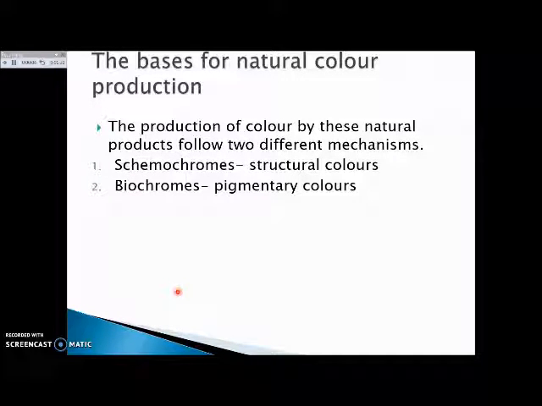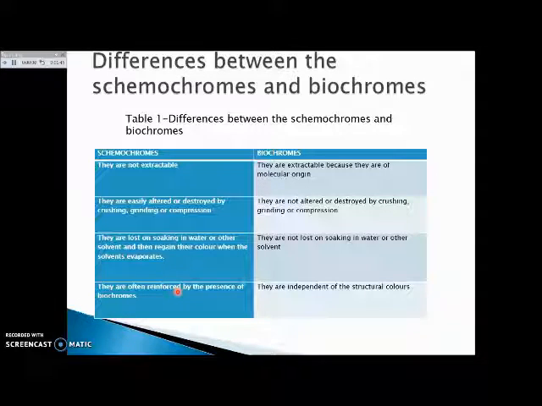We have two different mechanisms for the natural production of color. One, we have the chemochromes, which are the structural colors, and the biochromes, which are the pigmentary colors. We'll be looking at the differences between two different bases.